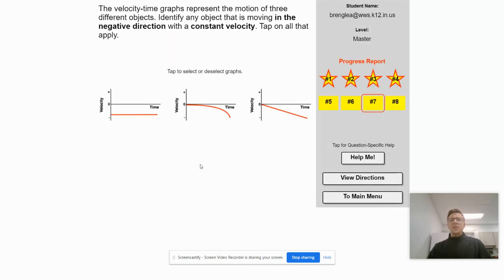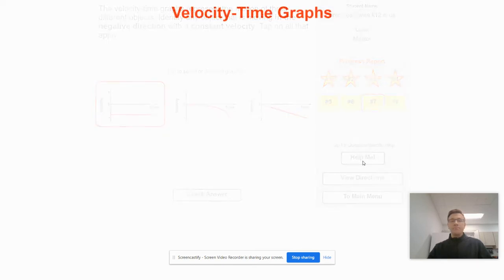Okay, this one says identify any object that is moving in the negative direction with a constant velocity. So all three of these are moving in the negative direction. However, the middle and the right ones are changing velocity because the line is moving down along the y-axis here. And the one on the far left is the only one that has a constant negative velocity. It stays the same the whole time.